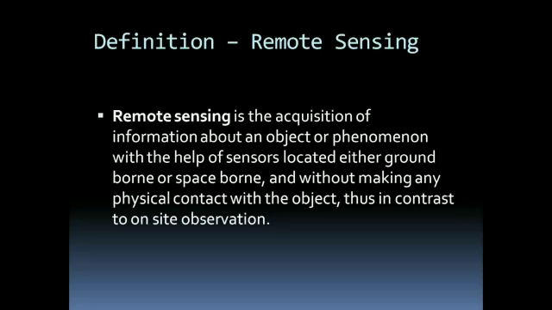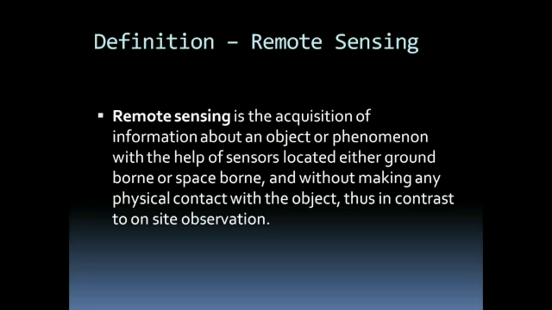There are actually different branches of remote sensing, different types of remote sensing. We are going to discuss those things in the upcoming videos. So for this video, let's see what is the basic definition of simple remote sensing. So here it is given like, remote sensing is the acquisition of information about an object or phenomenon with the help of sensors located either ground bound or space bound and without making any physical contact with the object, thus in contrast to the sight observation.